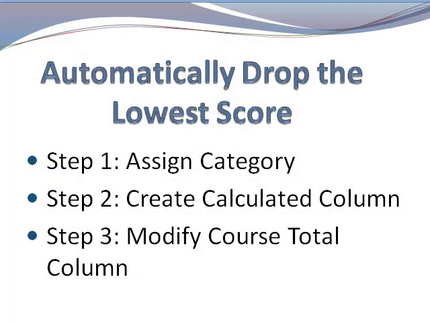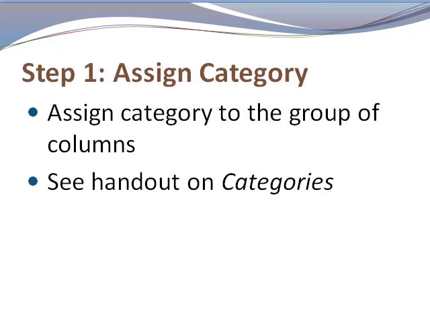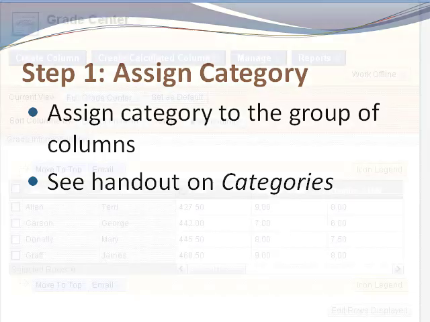The second option is to have Blackboard automatically drop the lowest score. This is a three-step process. The first step is to assign a category to the groups of columns from which you want the lowest score dropped. This should be a unique category. No other columns should be assigned to this category. You can see the handout on categories if you need information on how to do this.